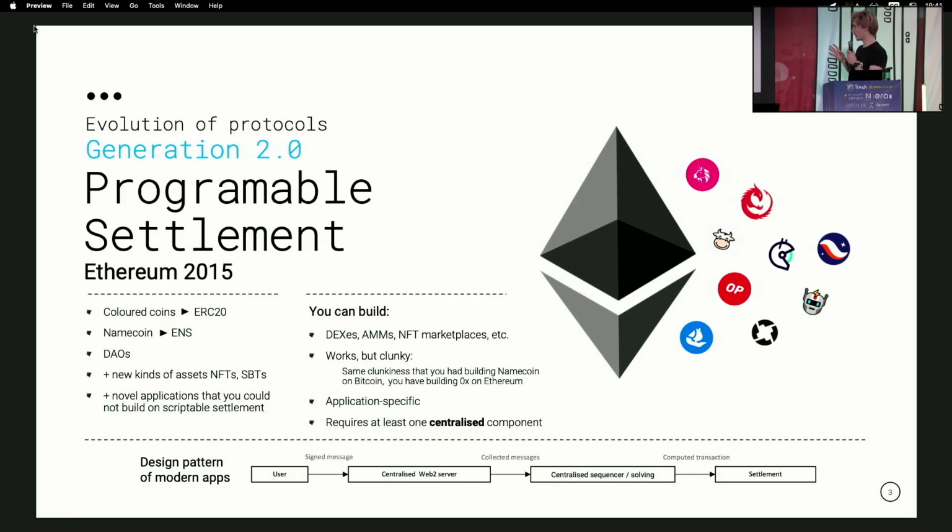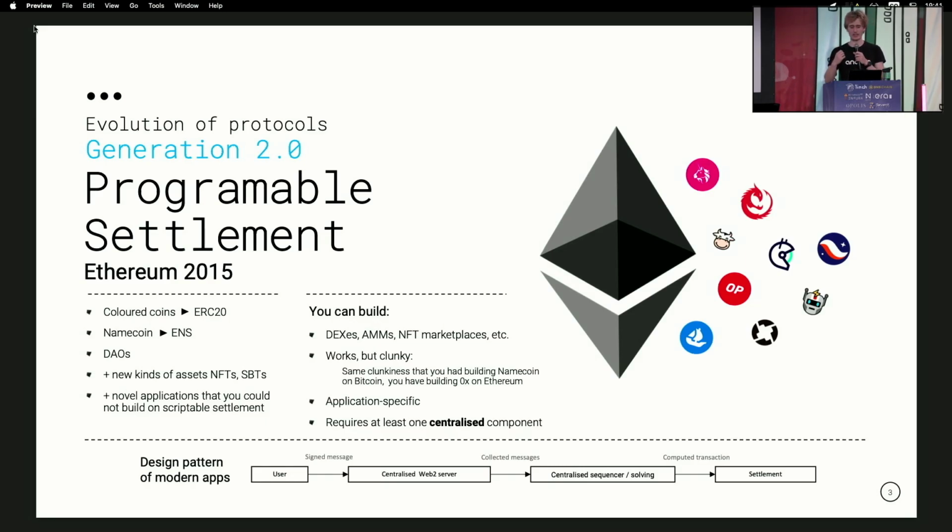Again, this works, but it's still clunky kind of, because you need to build a lot of backend infrastructure to make a thing like a 0x protocol work or something like OpenSea work, because Ethereum just does the programmable settlement. And I will go into more detail in a bit on there is probably 80% of the rest of the application that can't currently be handled on Ethereum.